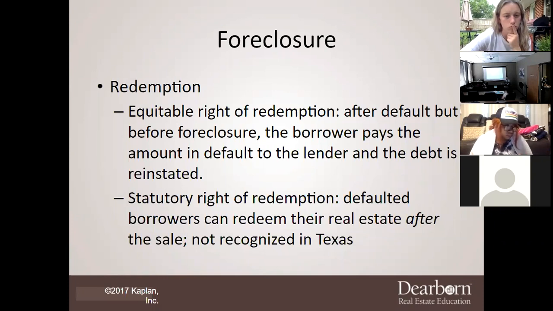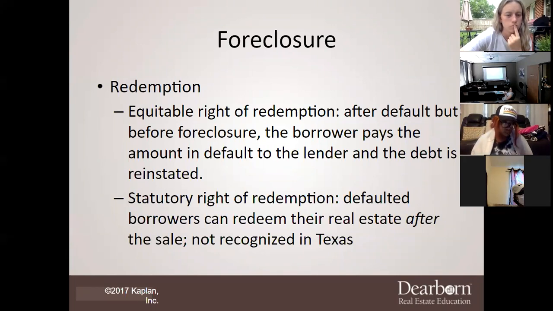And the sad thing is a lot of people will just move and run, and they'll vacate the property, which is the worst thing you can do. 99% of the time, call the lender, talk to the lender, work it out. It may not be something you want to deal with, but get it done. It's going to destroy your credit one way or another.